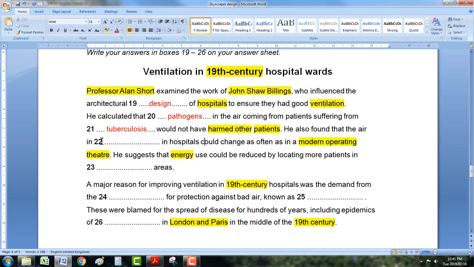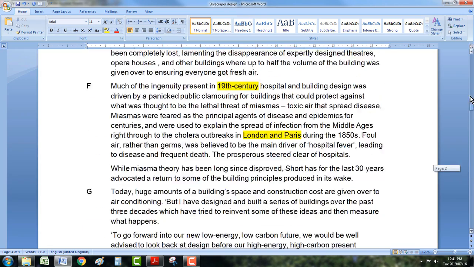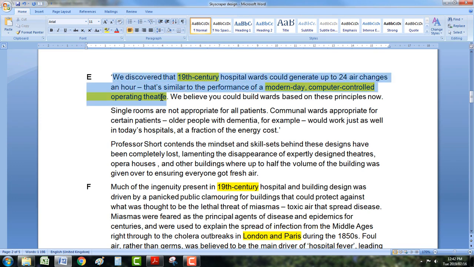He also found that the air in something in hospitals could change as often. The air in something in hospitals. So we're definitely in this sentence over here because we've got operating theatre, we've got air, and we're looking for a noun. And really the only noun left is, we used that one, the air changes. We used this one, it's in the question. So it's only that one over there that we can really use. We use that noun. The wards in hospitals, hospital wards.